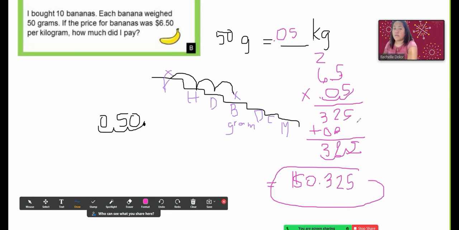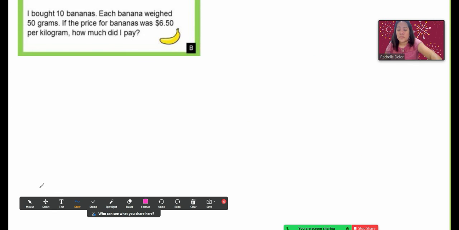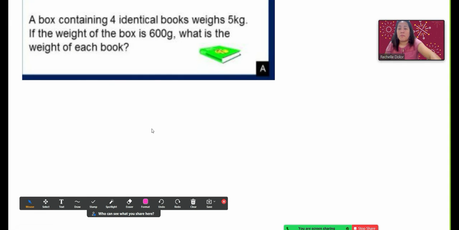Okay, next, what we need to do is move to the next slide. So I need to clear this one, and let's move to the next slide. Alright, a box containing 4 identical books weighs 5 kilograms. If the weight of the box is 600 grams, what is the weight of each book?